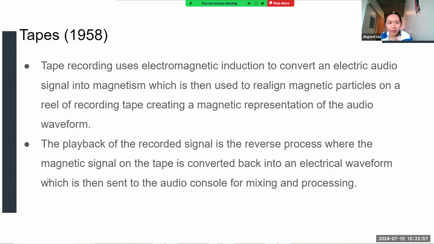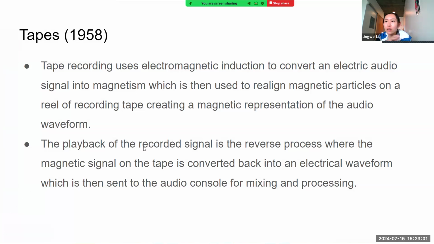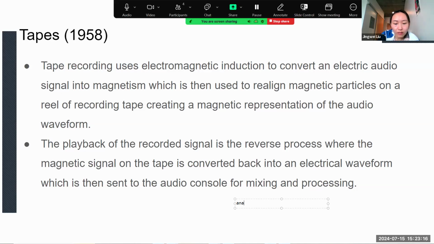It uses electromagnetic induction. And also one comment is that so far all those techniques we talked about, the vinyl, the radio, and also the tapes, are all analog.